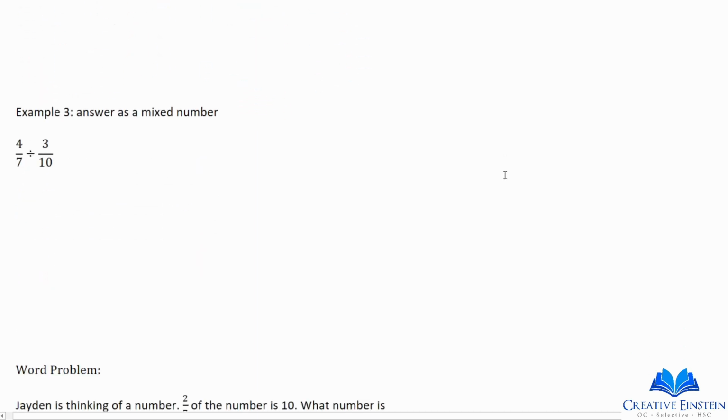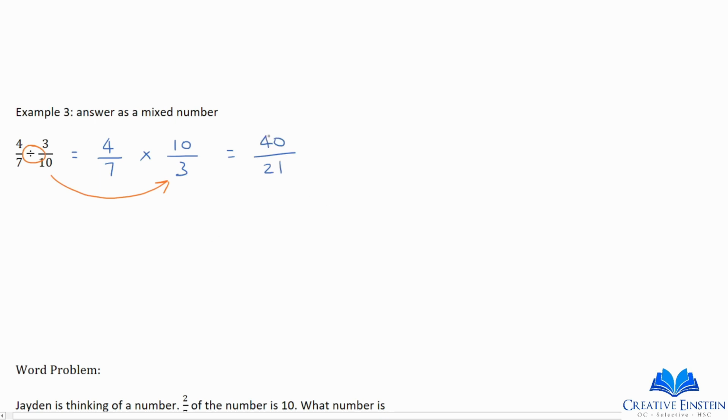Now the next one's a little bit more complicated because we need to simplify our answer into a mixed number. So let's go through the division first. 4/7. We invert the second fraction, so it becomes 10/3. So remember, invert. Then we no longer divide, we times. 4 times 10 is 40. 7 times 3 is 21.